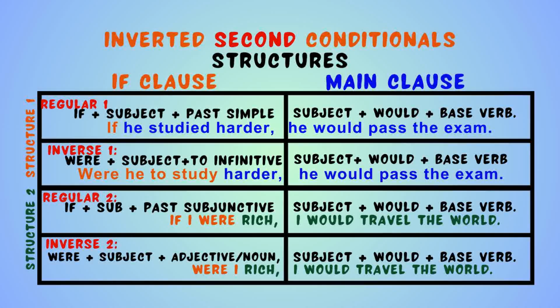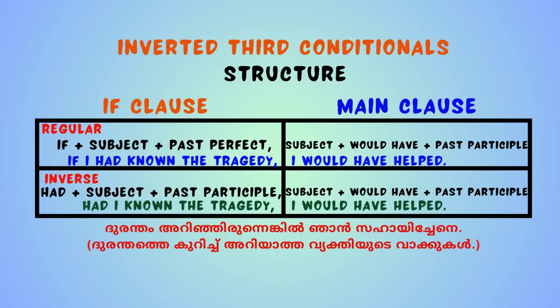Structure 2, regular. If plus subject plus past subjunctive, main clause, subject plus would plus base verb. Inverted form, structure, were plus subject plus adjective or noun, main clause, subject plus would plus base verb. For example, if I were rich, I would travel the world. Inverted form, were I rich, I would travel the world. Please note the difference between the two structures.